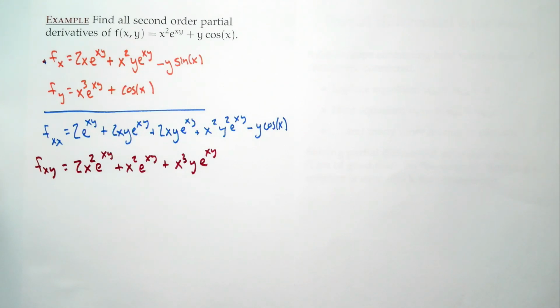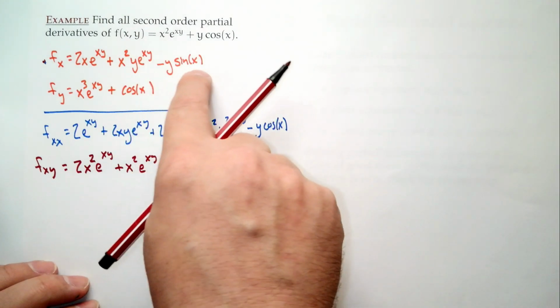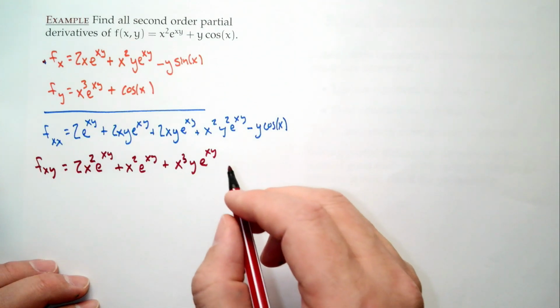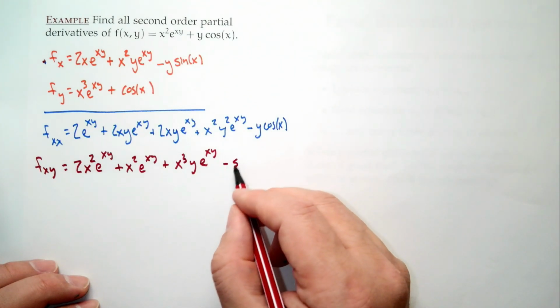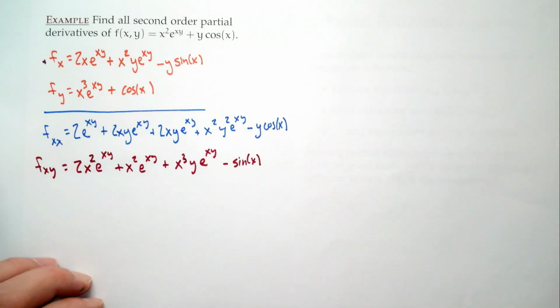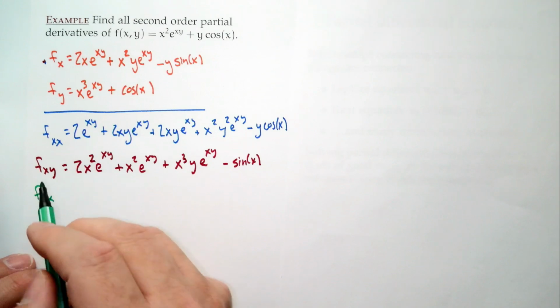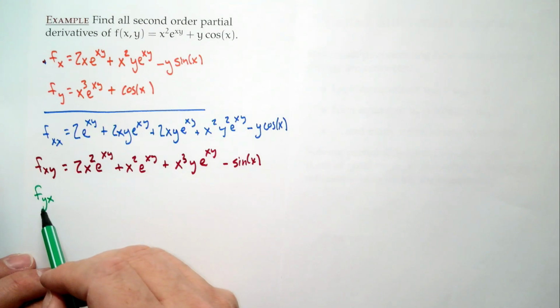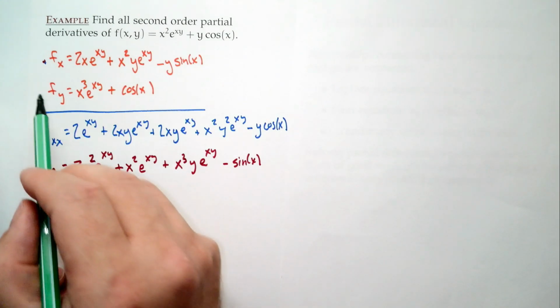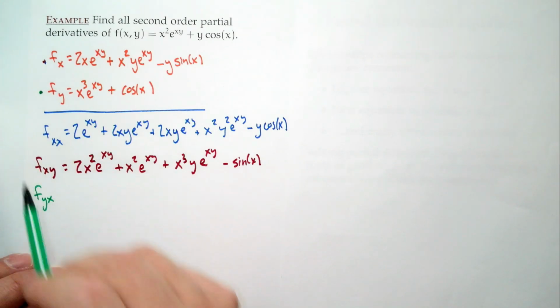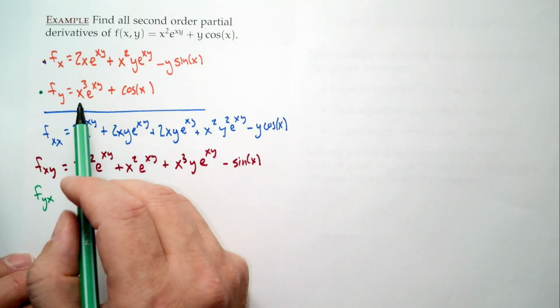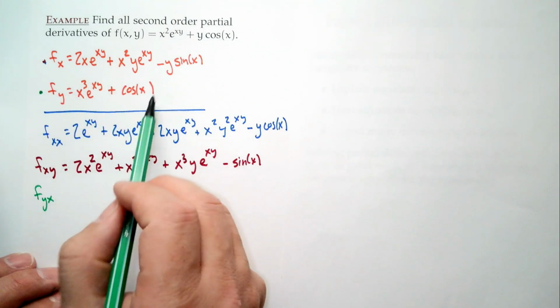Then the last term, the derivative of minus y sine x with respect to y, well, that's going to be minus sine of x, because the sine of x is a constant. Now we're going to compare that to f sub y x. So that says take the derivative first with respect to y, then take the derivative with respect to x. So we're coming up now, we're looking at f sub y, taking the derivative of f sub y with respect to x.